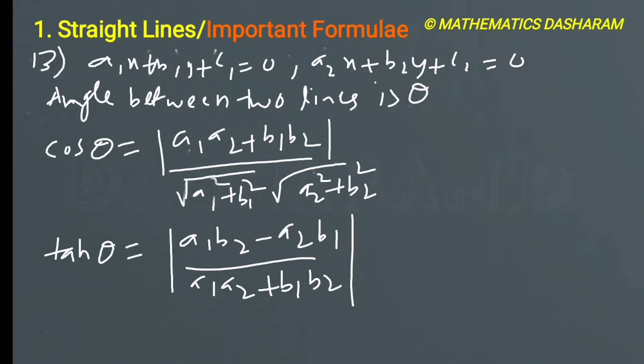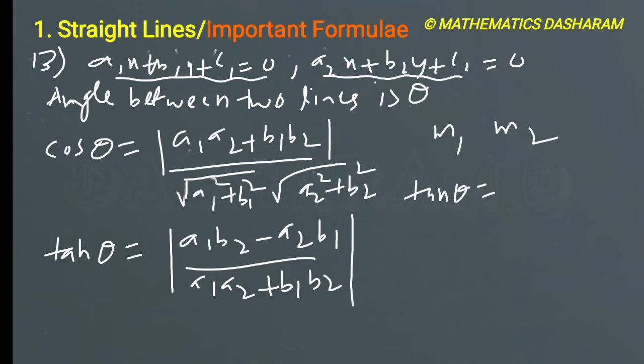Next formula: the first straight line slope m1 is given and the second straight line slope m2 is given. Then to find the angle between these two lines we have a formula with the help of m1 and m2. That is tan theta equals m1 minus m2 divided by 1 plus m1 into m2.